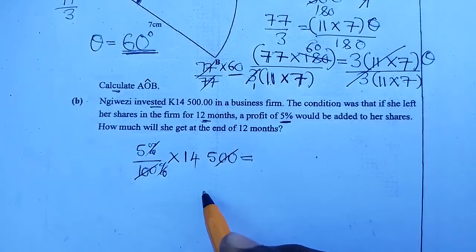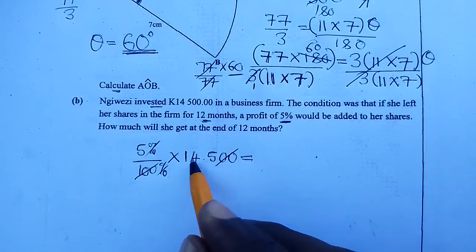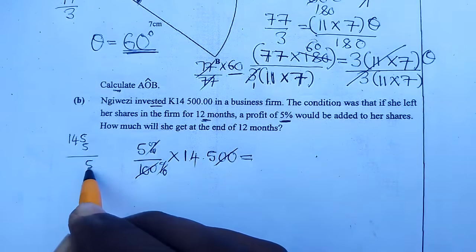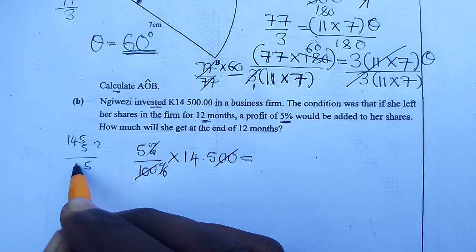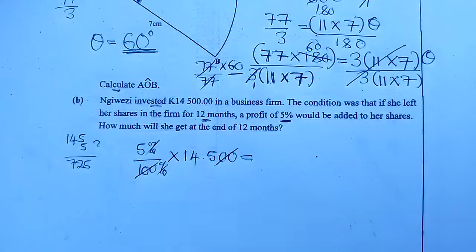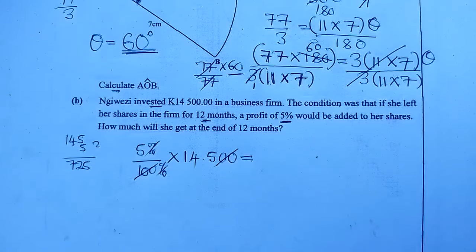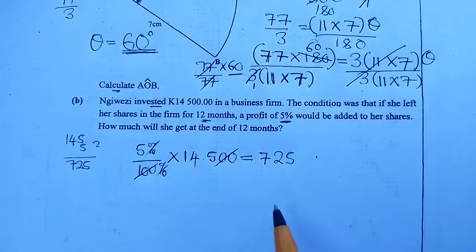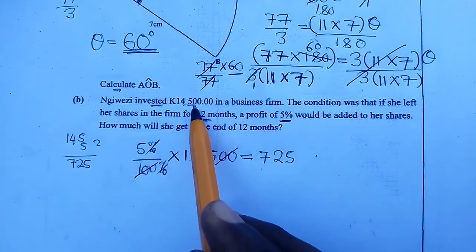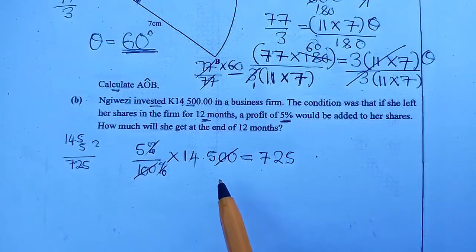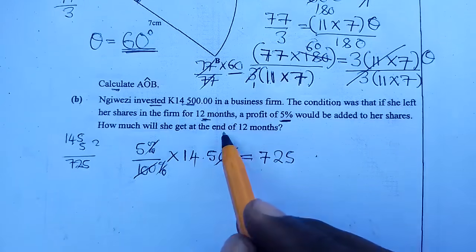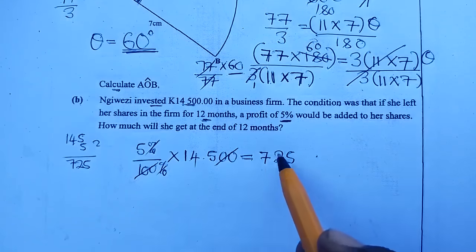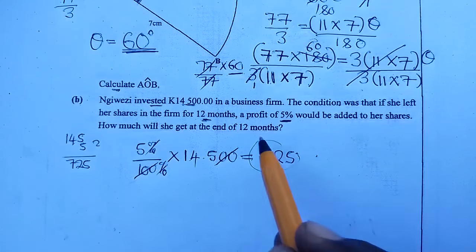So what we are going to have is 145 times 5. 145 times 5. This is 5, remainder 2. This is 20, 22, 2, remainder 2. This is then 725. Have you seen? So this is the 5% of this amount. So with this now, since we found the 5% of that amount, I just add this amount plus that one.